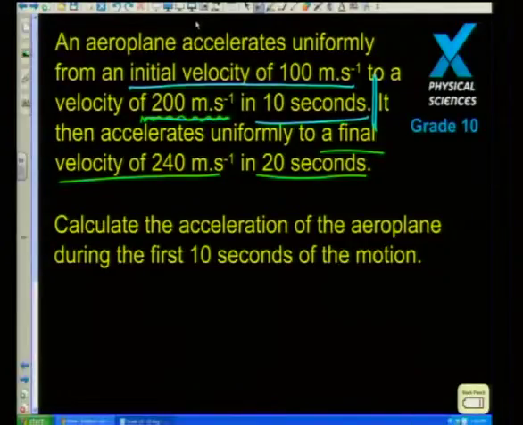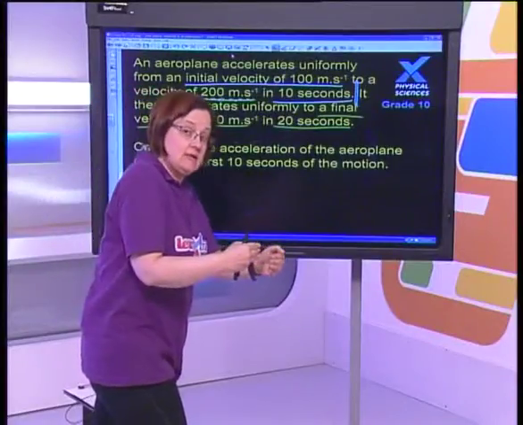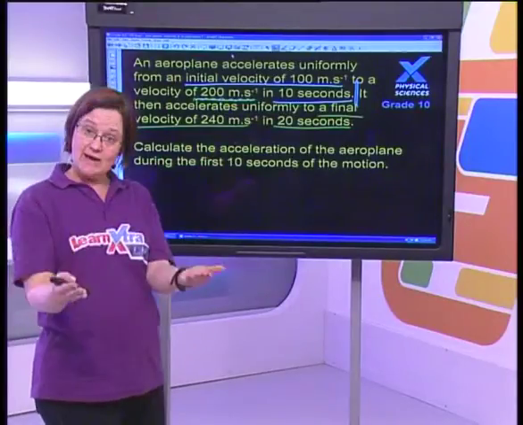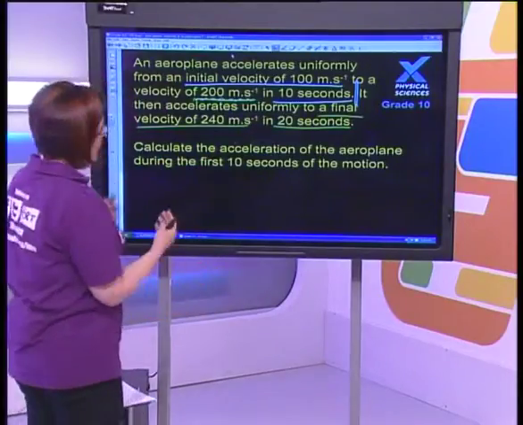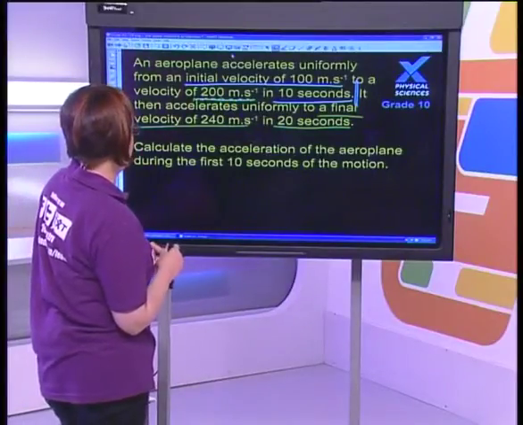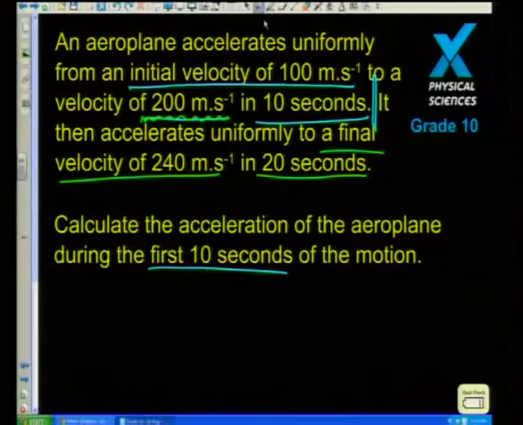Okay? So we're saying that we have 10 seconds. We have a 10-second period where the aeroplane goes from 100 meters per second to 200 meters per second. Then, once it reaches 200, it changes its acceleration, and now it goes to 240 meters per second in 20 seconds. Okay? And the first part of this says to me, calculate the acceleration of the aeroplane during the first 10 seconds, which is everything I have in blue.